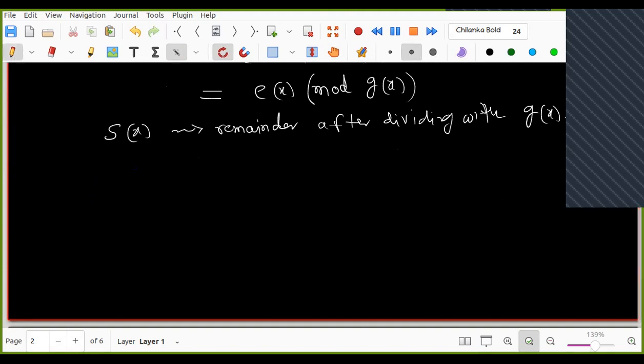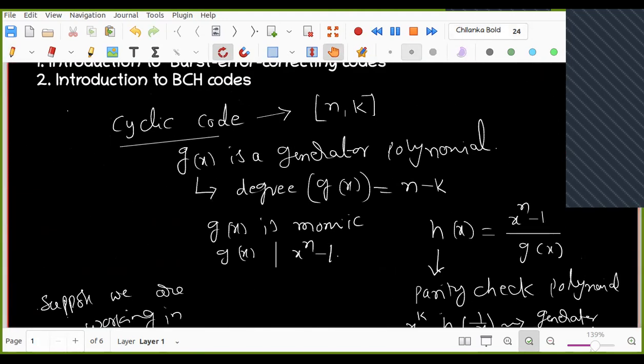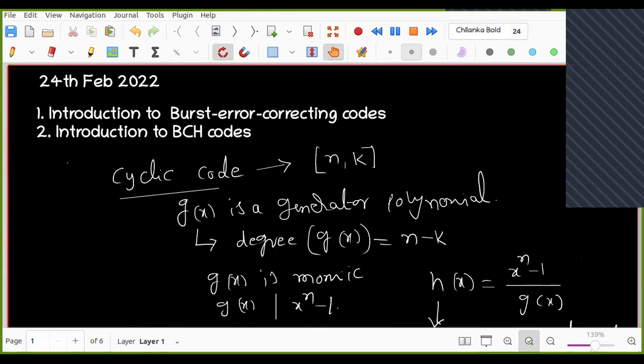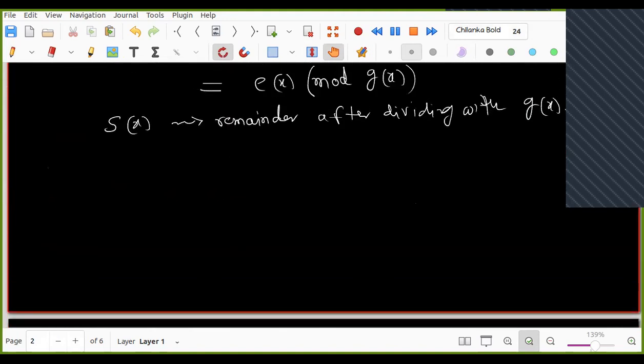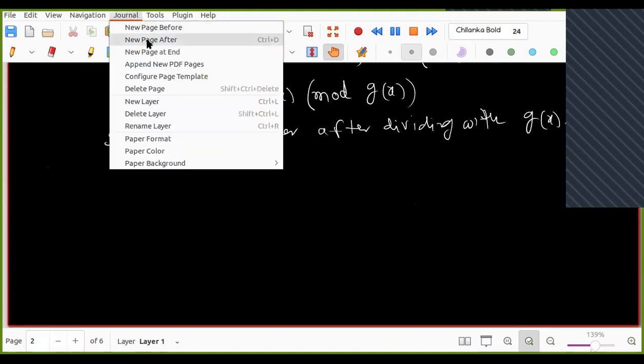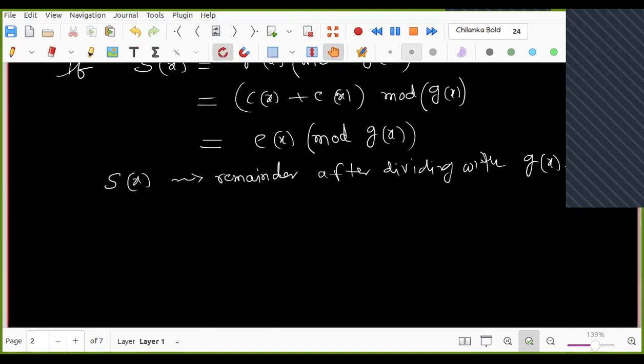Now I'm going to my topic for today, that is burst error correcting codes. Let me explain that first. What is a burst error correcting code? First I will define something. So concentrate.